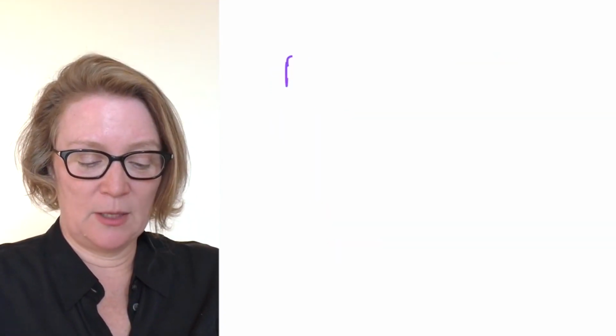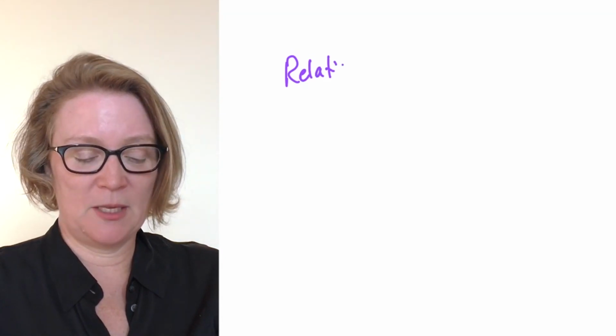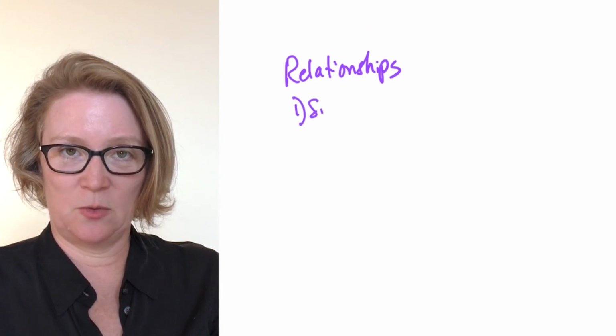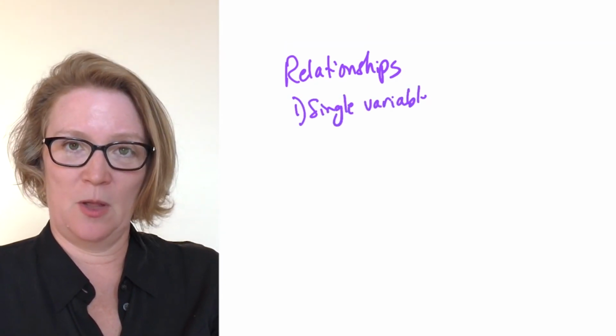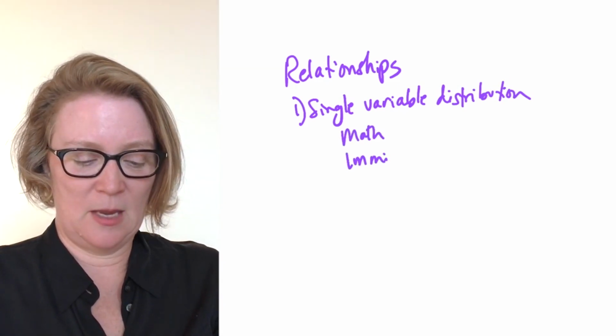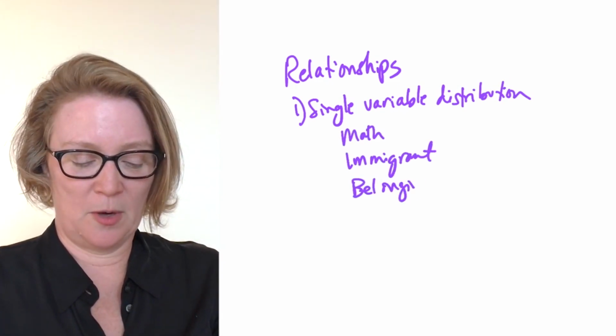And the list of relationships that I'm going to look at starts from the simplest. So the first thing I want to look at is just how is math achievement distributed, how is a sense of belonging distributed, and how is the proportion of immigrant students distributed.